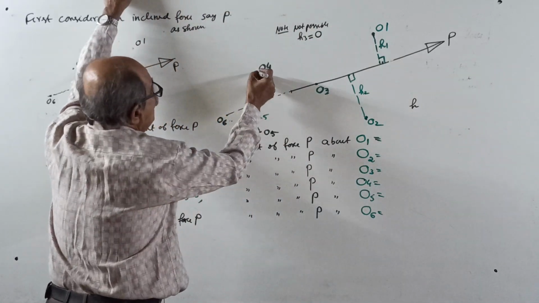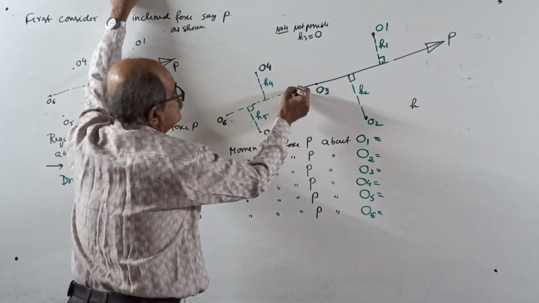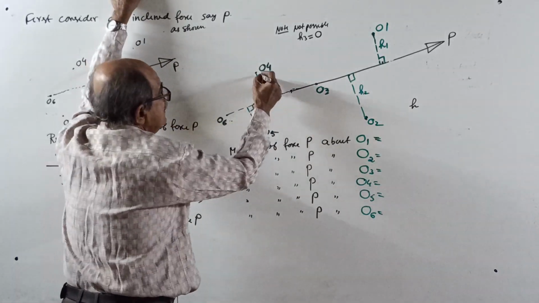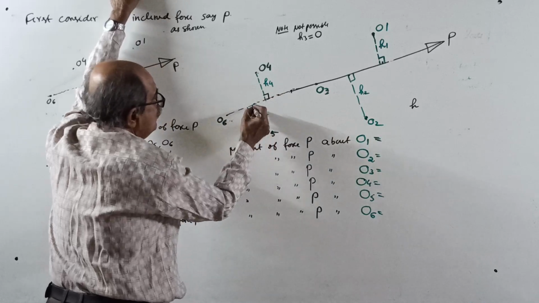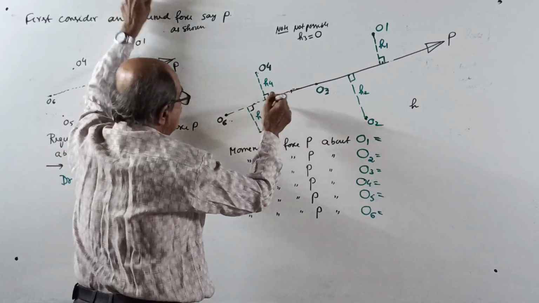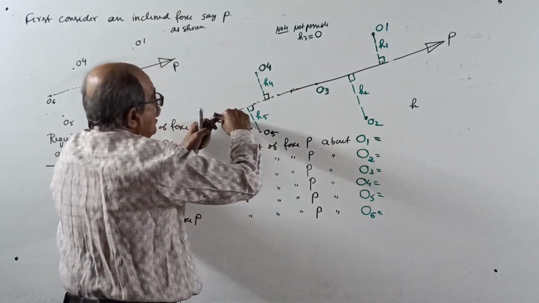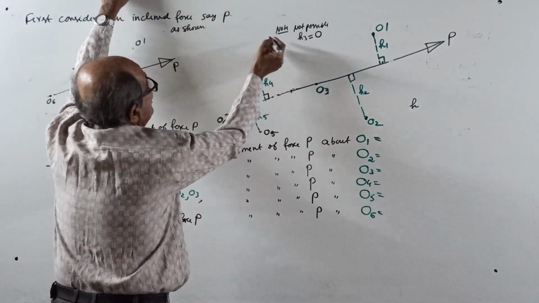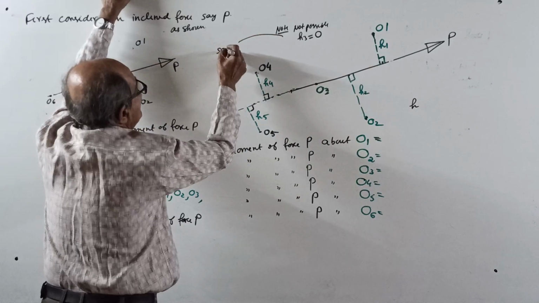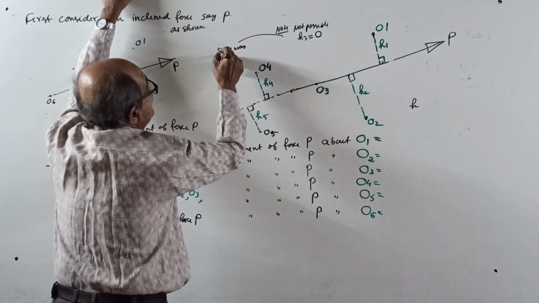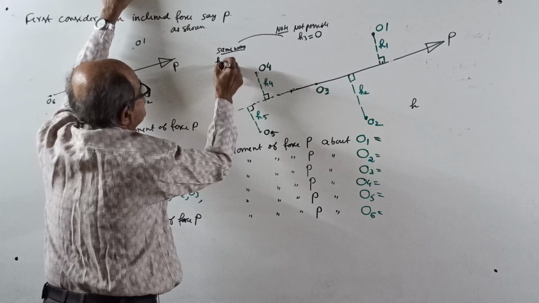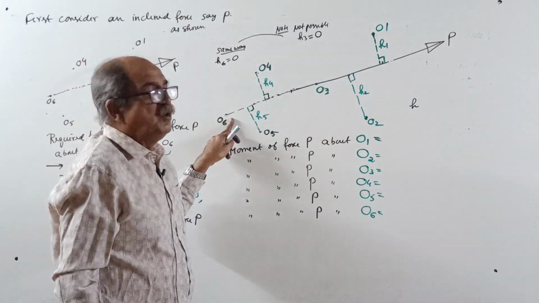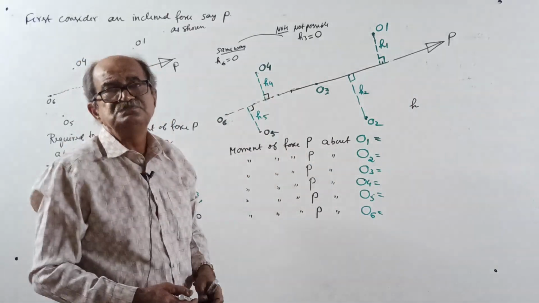Same way, O4 is here. What to do? The force stopped here. Extend the force backwards. H4 perpendicular. O5, H5. O6, from this point, same way, make here. Same way, right here. H6 also equal to 0. You won't get a perpendicular from O6 to the line of action of the force.